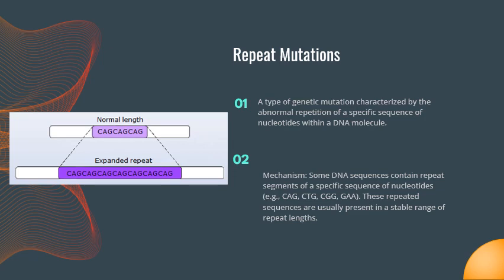In individuals with expanding repeat mutations, the number of repeats increases over generations due to errors during DNA replication and repair. So this means because the length of the repeat sequence tends to increase with each generation, it leads to more severe symptoms in the affected individuals of this mutation.